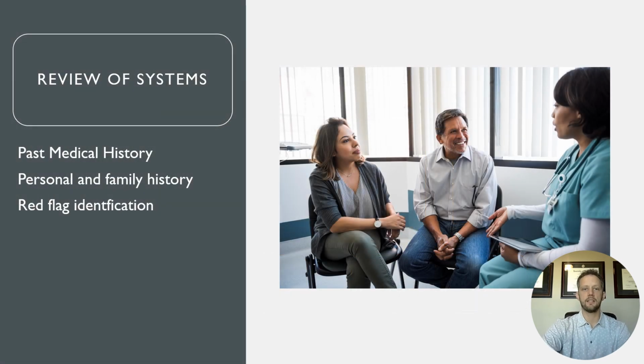So the review of systems is a systematic method of gathering subjective information about current signs and symptoms and overall health across the various body systems. We do that by reviewing past medical history, personal and family history of different pathologies, and then we want to try to identify the signs and symptoms and see if they're related to red flag pathologies that we know.